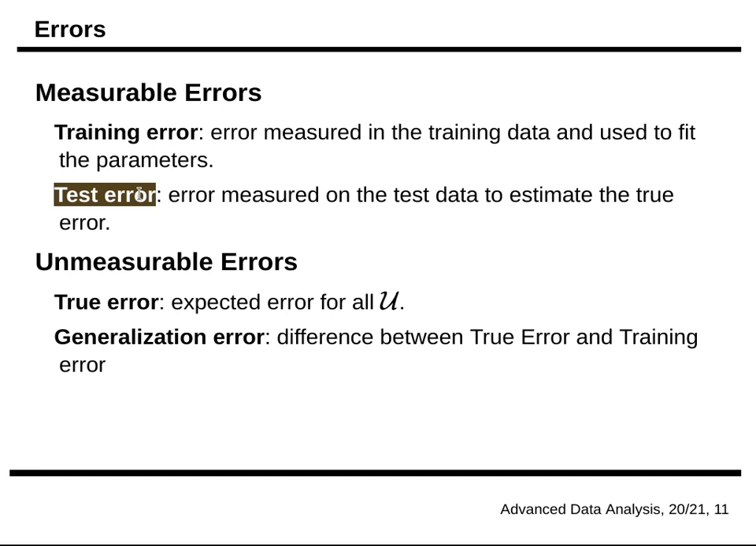And then there are these errors that we can conceive but we cannot measure, which is the true error. The true error is the average error for all the universe of possible points. We cannot measure that unless we know all the possible points, and in that case we would not need to fit the curve anyway. And the generalization error we can think of as the difference between the training error and the true error. So this is the error that arises because we are going outside the points that were used to fit the model and trying to predict new values for new data points.